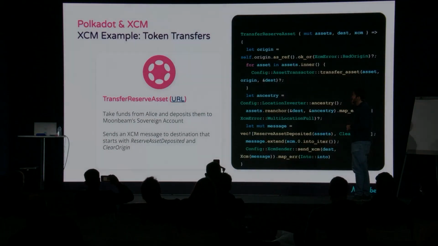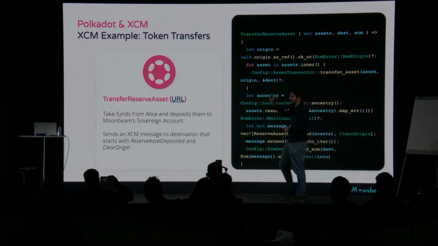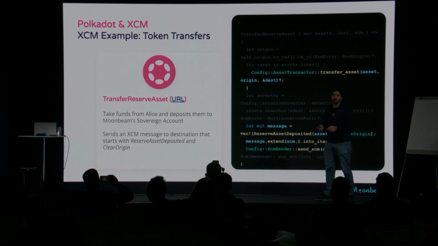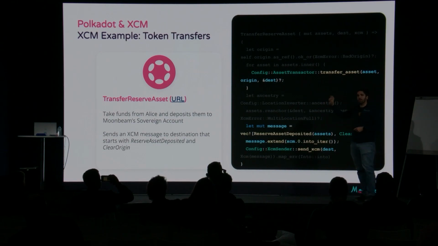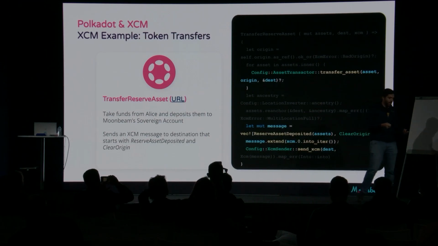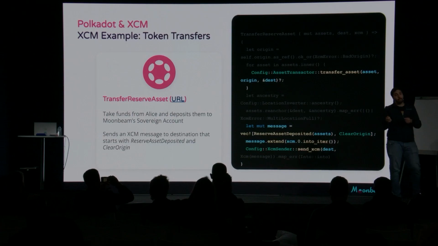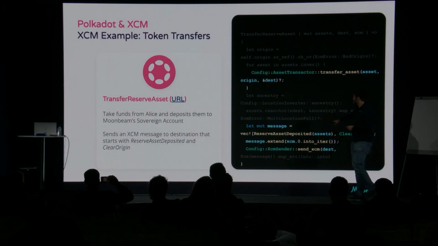If we go into the code of what happens when this instruction is executed, there's a lot of lines of code here, but I want you to focus on the following lines, right? Remember that I mentioned that the instruction is going to transfer the funds from Alice to the sovereign account. That is basically this line of code right here. It's easy to read: transfer asset, the origin, and the destination. Then I mentioned that we're going to send an XCM message to a destination chain that is going to start with 2 more instructions, right? And this is happening right here.